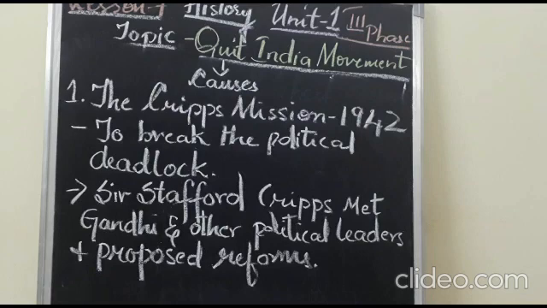So, Sir Stafford Cripps met whom? Gandhiji and the political leaders and suggested these reforms. What would be granted to India? A Dominion status. As soon as which war is over? The Second World War is over.